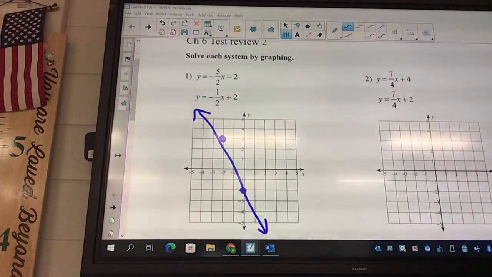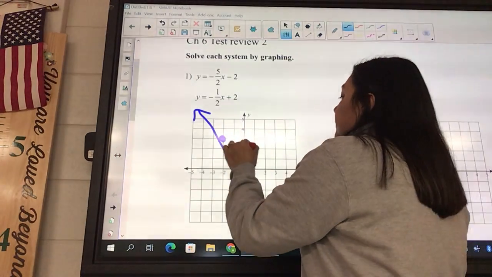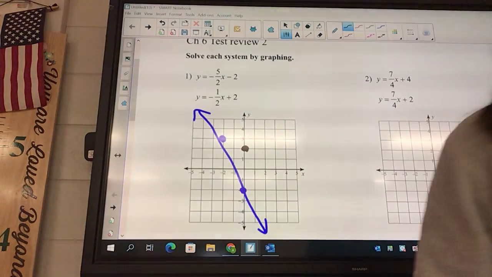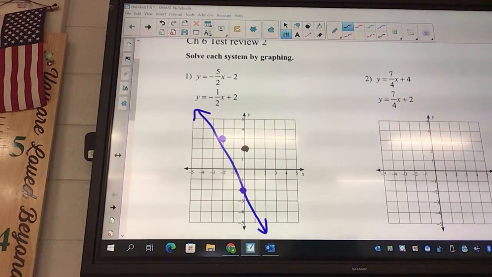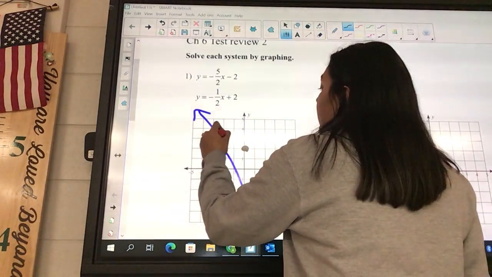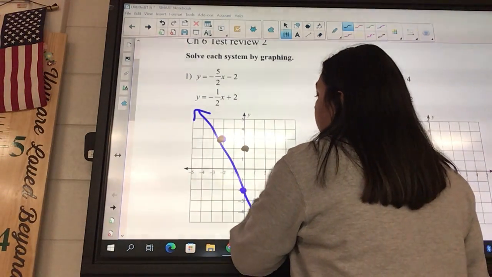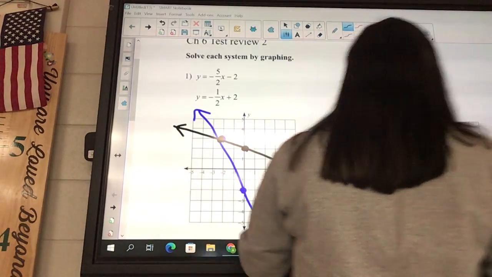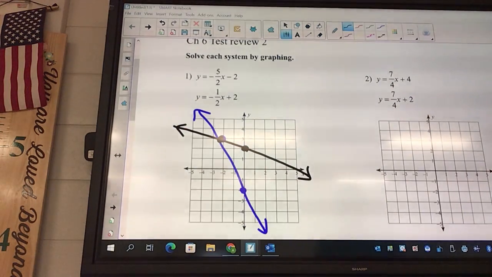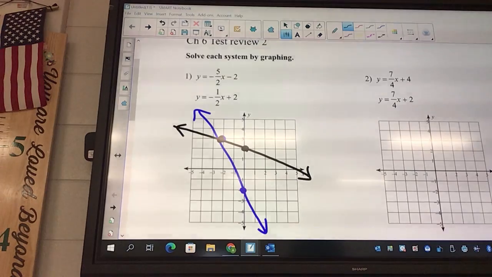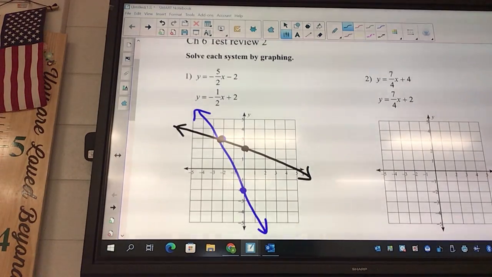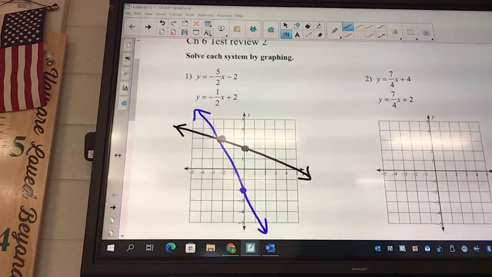The second line starts at +2, and our slope is -1/2. So we're going to go up 1/2. Okay, and you can see that connection point. What is that dot or coordinate? -2, 3.